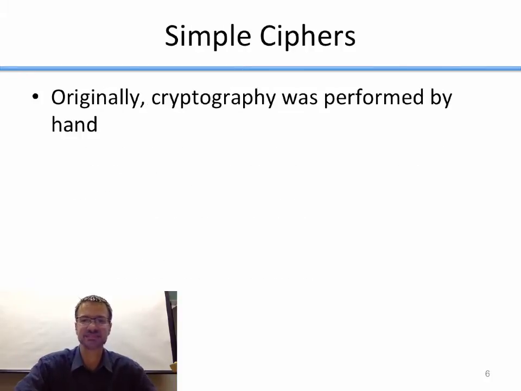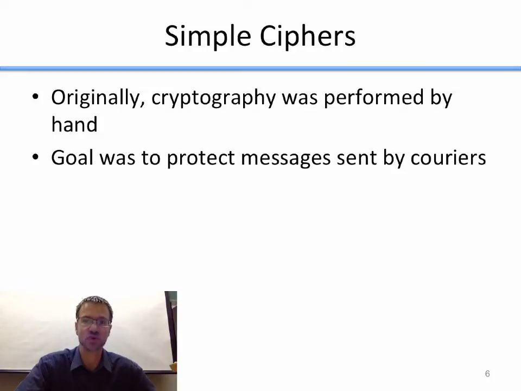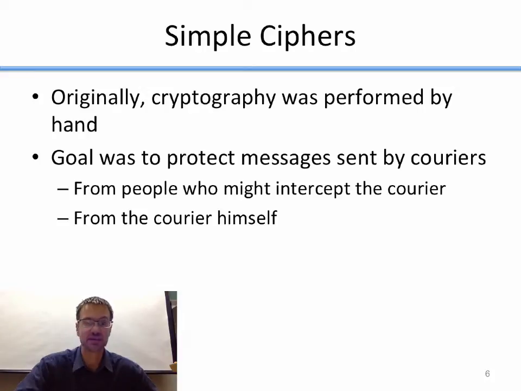So let's talk about some simple ciphers, basic cryptography that you can perform by hand that we can use to illustrate the concepts. Originally, cryptography was performed by hand. The goal was to protect messages sent by couriers, people who would pass messages back and forth between large armies or cities or things like that. We want to protect those messages from anyone who might intercept the courier, the guy who's transmitting the message back and forth. And we want to protect them from the courier himself. He himself might not be trusted.